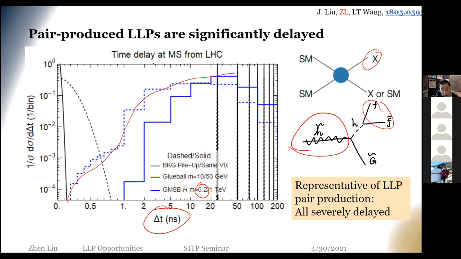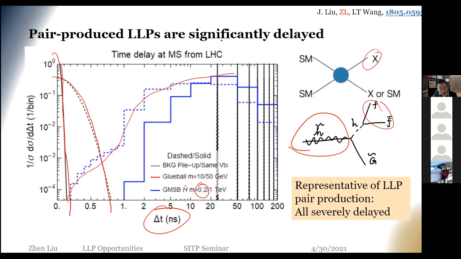Already more than 95% of them are delayed by more than 1 nanosecond compared to the standard model background, which is made by two components I mentioned earlier: the same vertex collision with 30 picosecond spread and the pileup collisions with 190 picosecond spread. If I put a cut here, I will clearly pick up those signals as a pure sample. I don't have many standard model backgrounds.